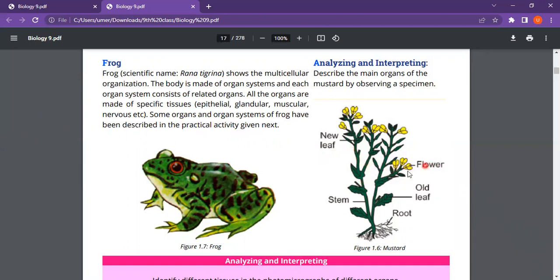New leaf, flower, old leaf, stem, root, mustard, frog.